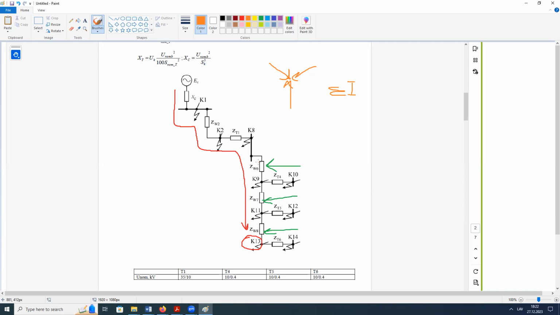Understand, Professor. So it is impossible to have the situation that we are not sure that the protection could disconnect the fault, because a fault is dangerous for the network.